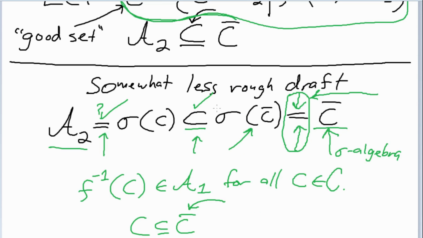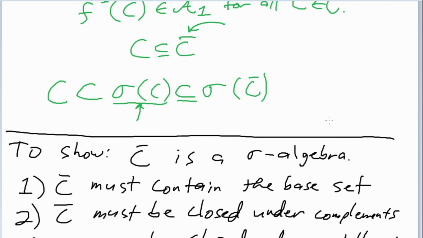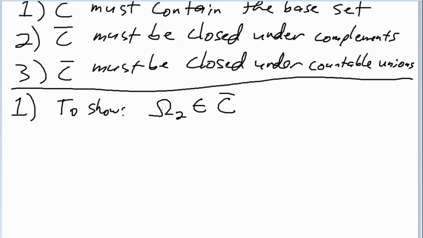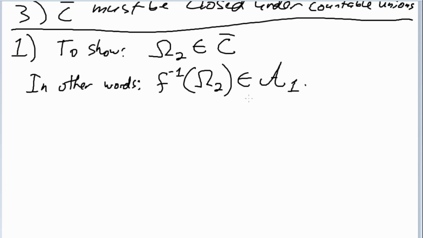And if we think about what C bar actually means, right? C bar contains all of the subsets of omega 2 for which this is the case. Okay? So the pre-image of all those subsets has to be in A1. So if we want to show that omega 2 is in C bar, we can just show that the pre-image of omega 2 under F is in A1, right? That is the defining characteristic of C bar. So that's what we want to show.